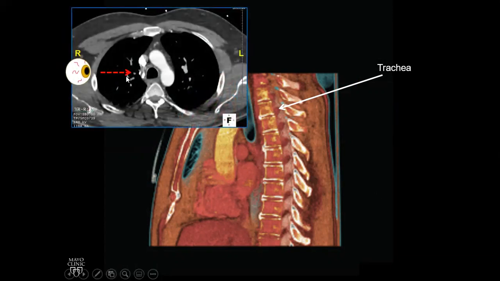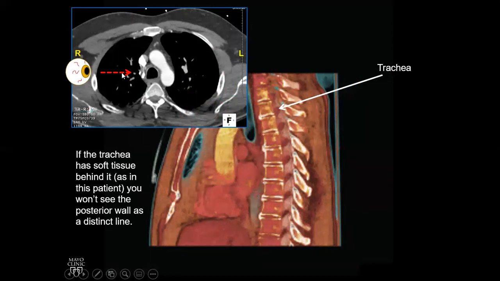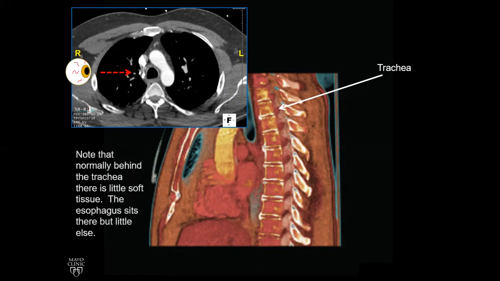So when we look from the lateral view, there's the trachea, right behind it's the esophagus. And if the trachea has soft tissue behind it, as in this patient, you won't see the posterior wall as a distinct line. You'll see darkness where it's the air-filled trachea, and you'll see whiteness, which is the soft tissue. Note that normally behind the trachea, there's a little soft tissue. The esophagus sits there, but little else. So normally you have the esophagus there, but not much else.